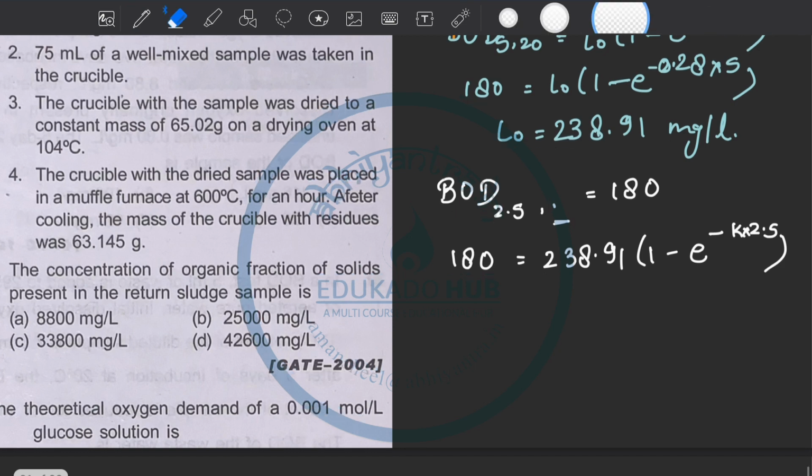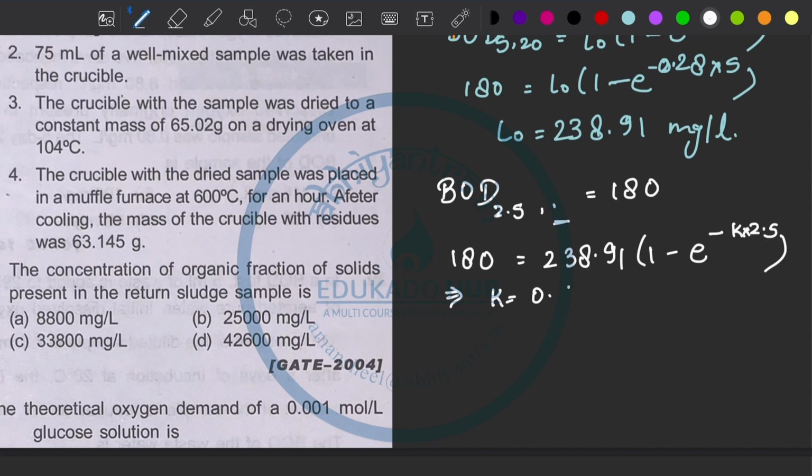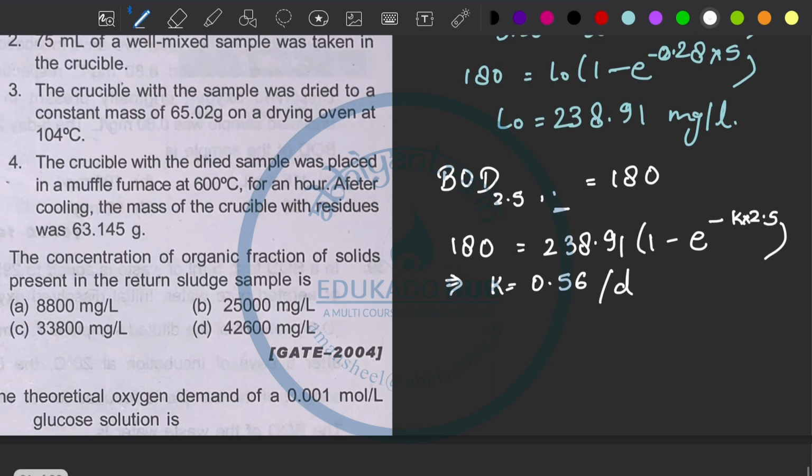So from here, there is only K that is unknown. I have calculated the value of K, and it comes out to be 0.566 per day. Okay, and see now what is this value? This is K, the value at the temperature that we wanted, right?